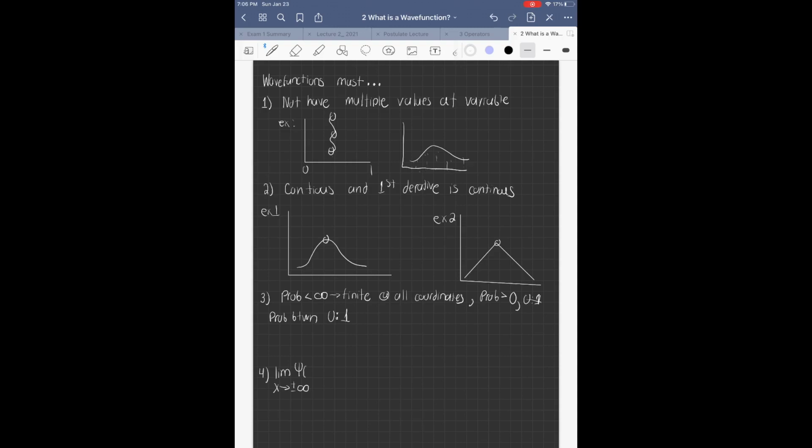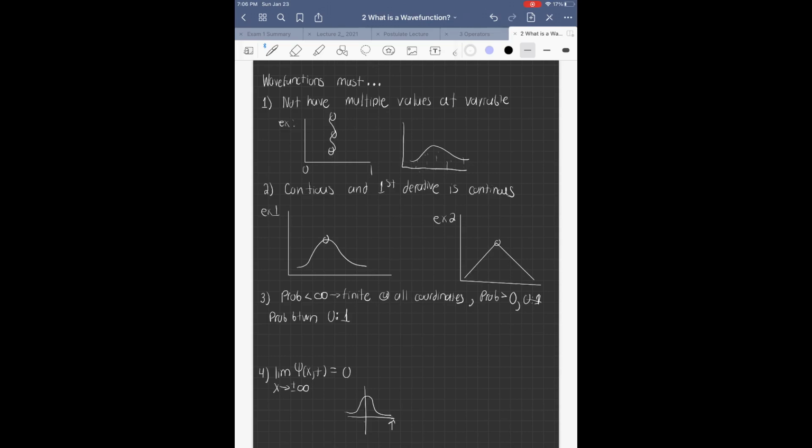So let's go here. It is equal to 0, and that means as you go to infinity. Let me show you an example here. This decays and goes towards 0, or it goes exactly to 0, and that would be a valid wave function.